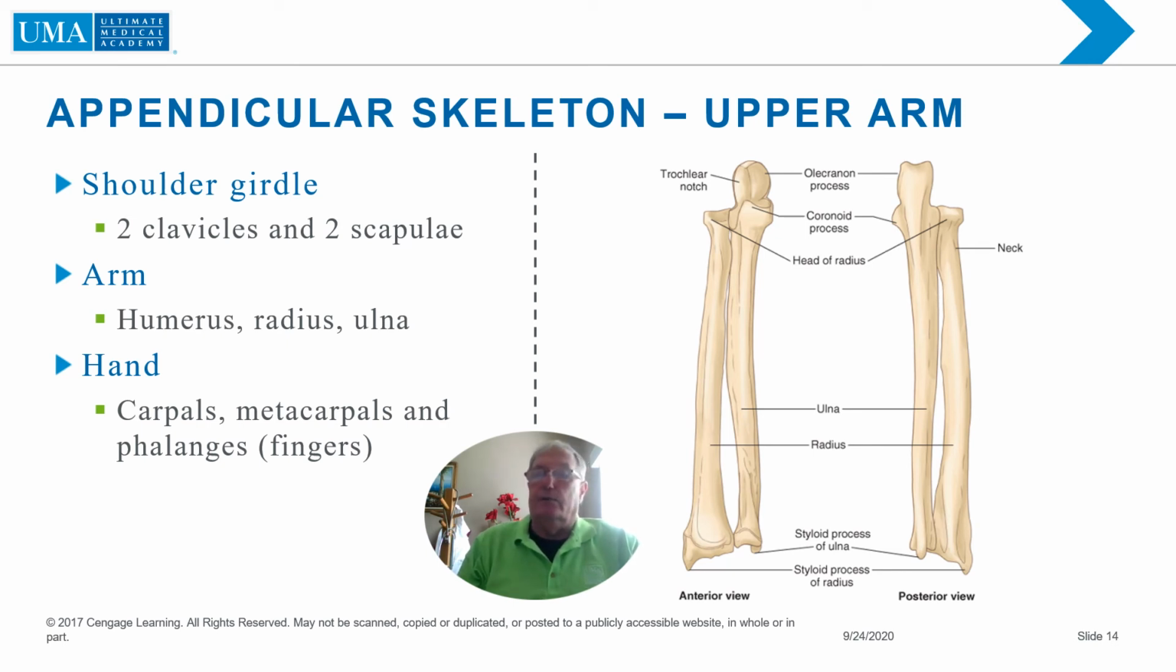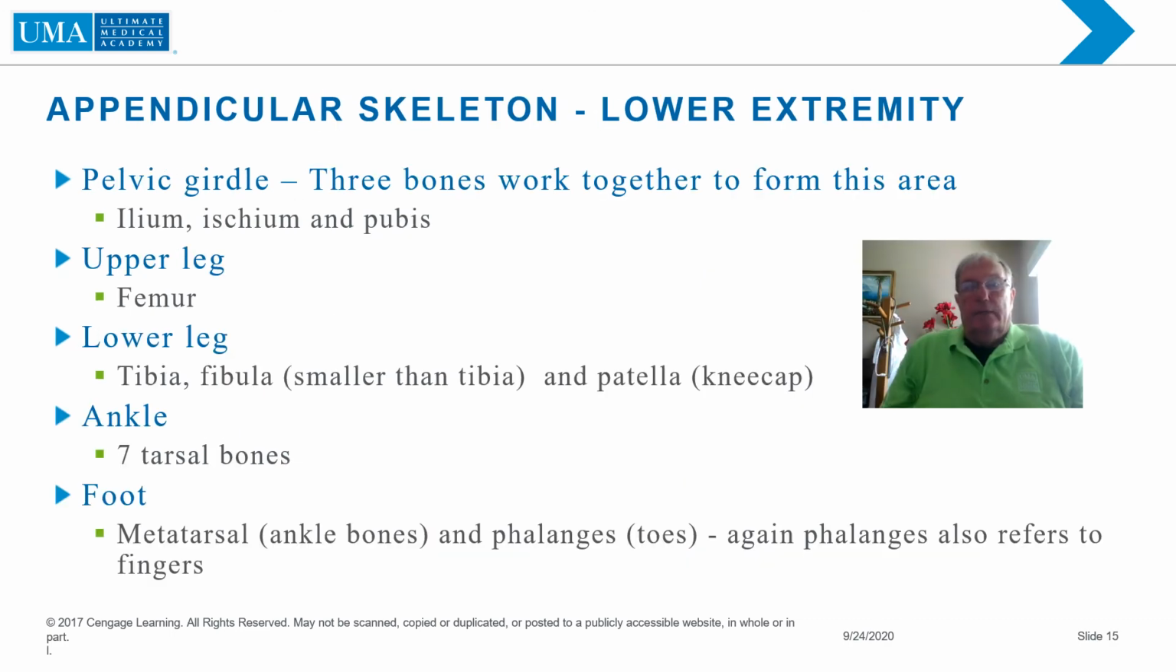Primarily, they just want you to know on your bones that you have a humerus, you have a radius, and you have an ulnar, right? That you have phalanges, carpals, metacarpals as well, and that you have two clavicles and two scapula. So that's pretty self-explanatory.